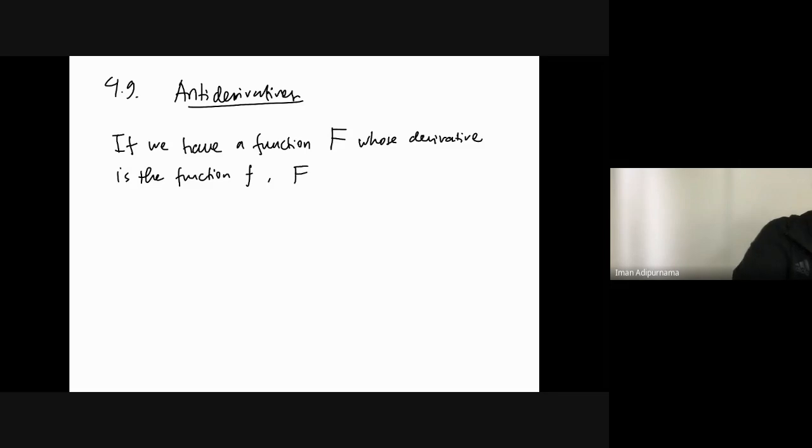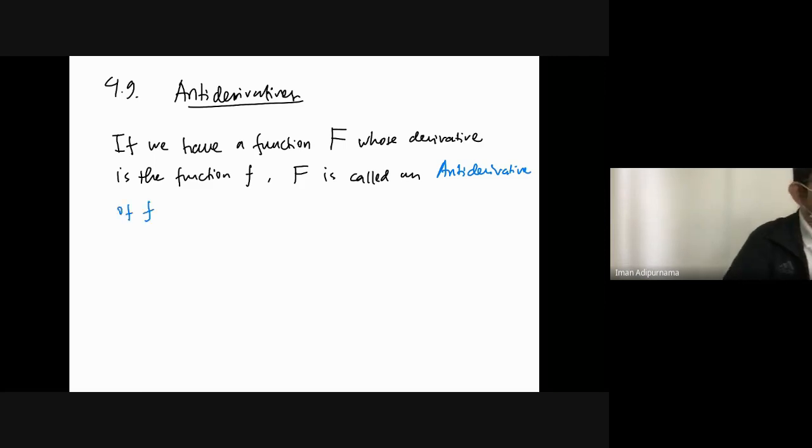Then F is called an antiderivative of f. So big F prime of x is equal to f of x.